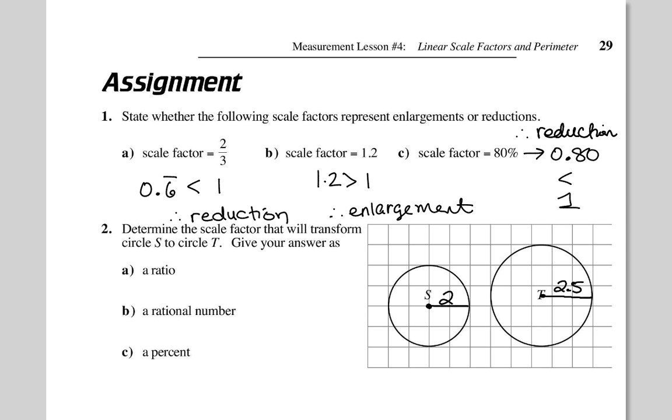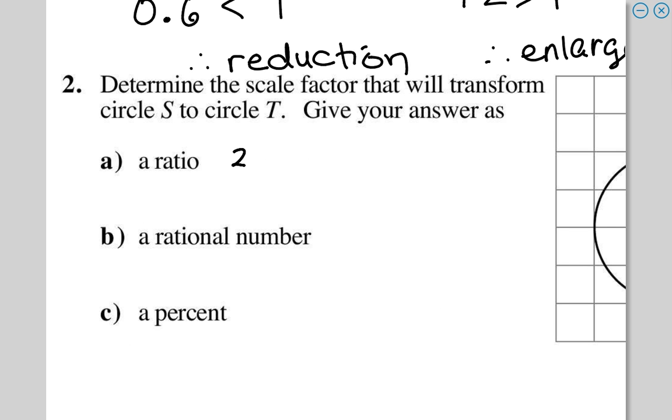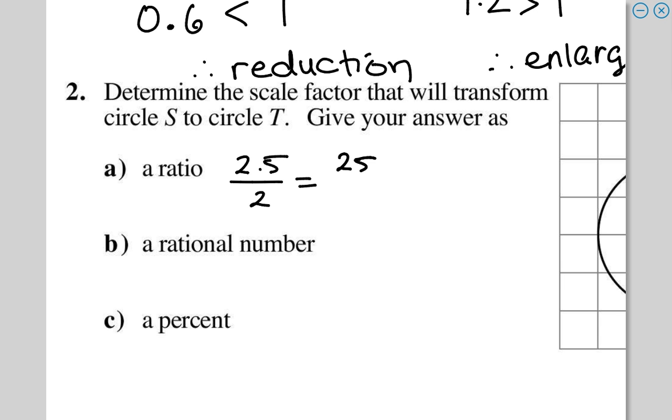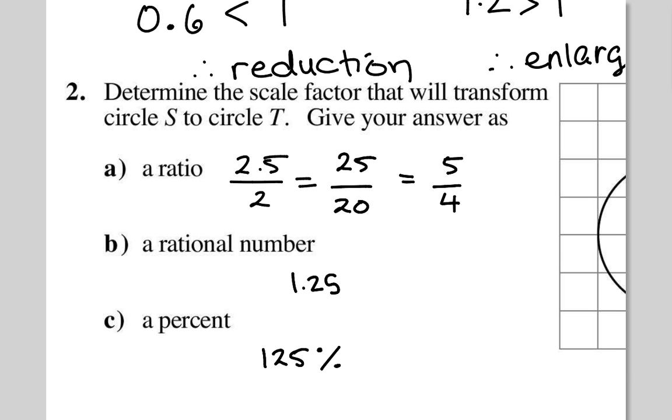Let me pause this, and then I'll show you what I would do with the calculator. All right, so I'll just put this up for you. 2.5 to 2. They both multiply by 10. You get 25 to 20. They both divide by 5. 5 to 4. So that's the ratio you're looking for. As a decimal, that's 1.25. And as a percent, that's 125%. So you should be able to spot percentages if they're greater than 100, enlargement.